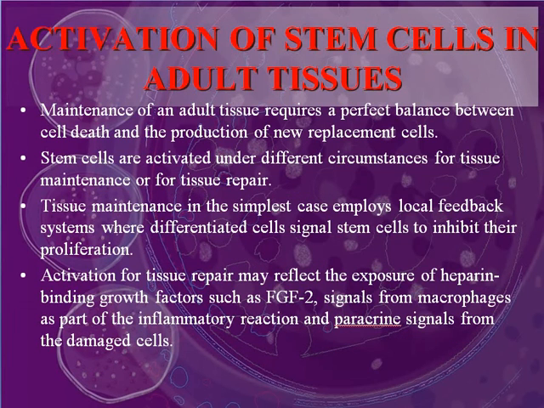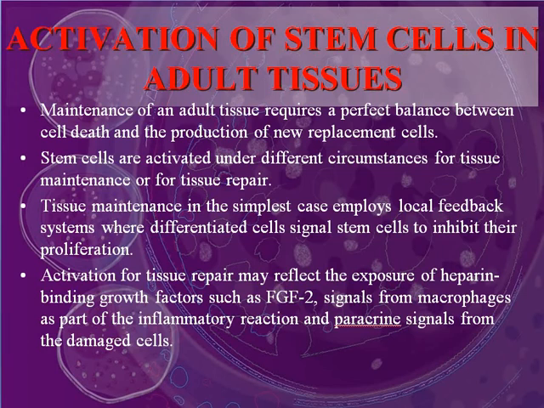So how does the activation of stem cells in adult tissue take place? Well, the maintenance of an adult tissue requires a perfect balance between cell death and the production of newly replaced cells. So the stem cells are activated under different circumstances of tissue maintenance or tissue repair.